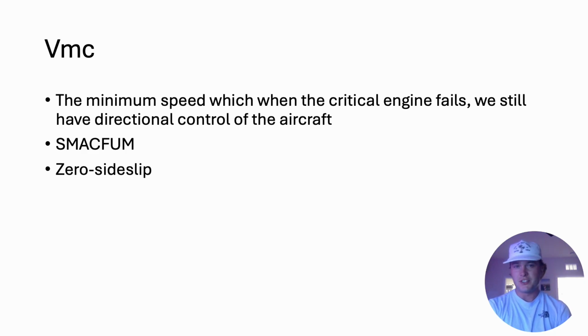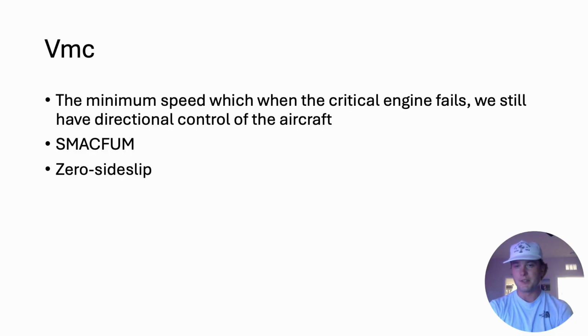We have an aft CG, which affects our rudder authority because of that small arm. Critical engine windmilling: when the critical engine is not feathered and it's just windmilling, it creates a lot of drag, and it's really bad. It raises VMC. It's not good. We must have that propeller feathered. And our flaps and gear are up, streamlining the airplane.